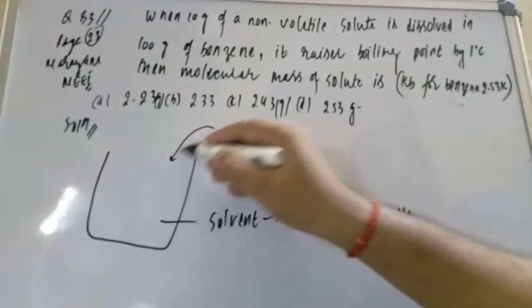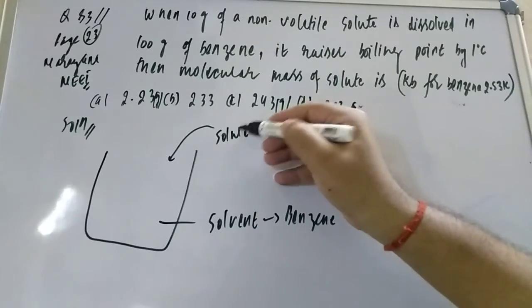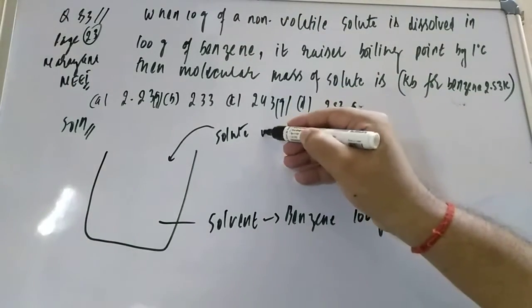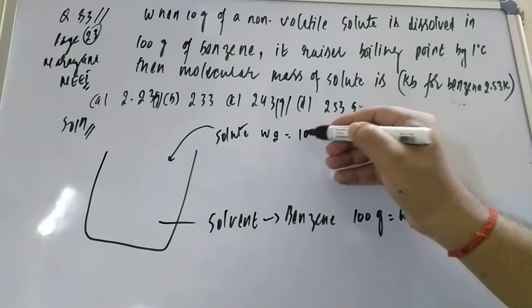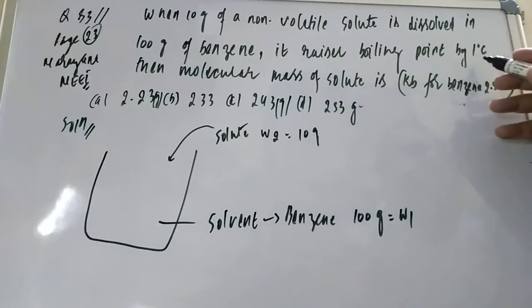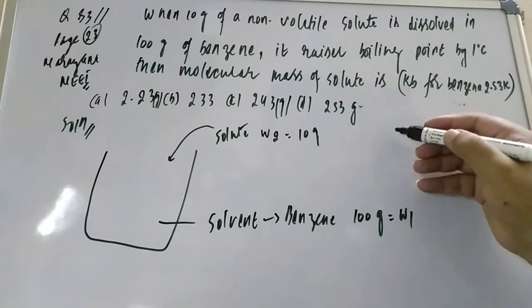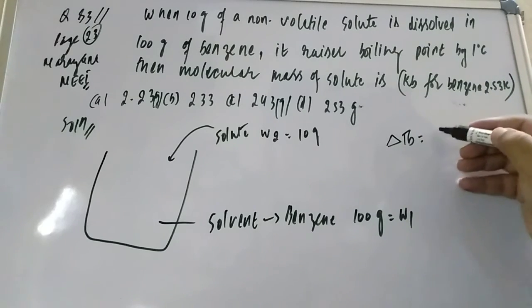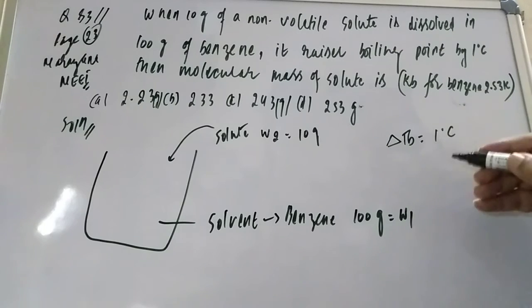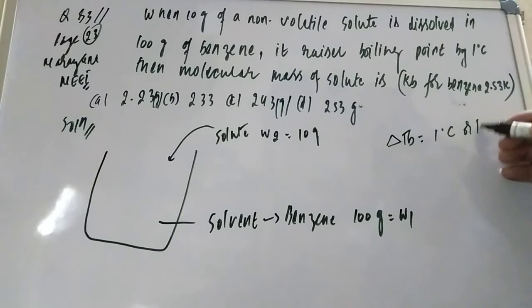Now you are dissolving, student, what you are dissolving? This is the solute. So when 10 gram of non-volatile solute, so W2 is 10 gram, dissolved in 100 gram of benzene, it raised the boiling point by 1 degree Celsius. So delta TB, how much have they given? 1 degree Celsius, or that is 1 Kelvin, both are the same, student, the difference is always the same.